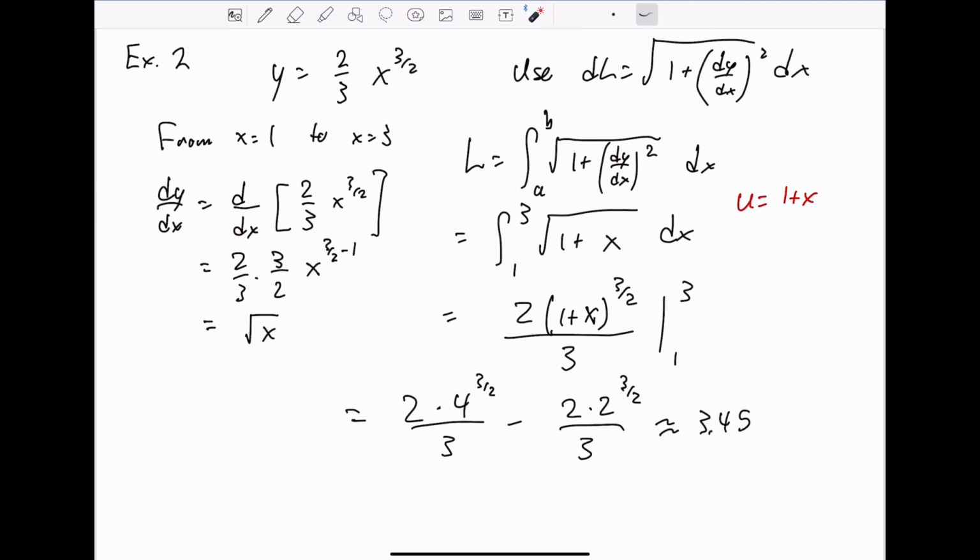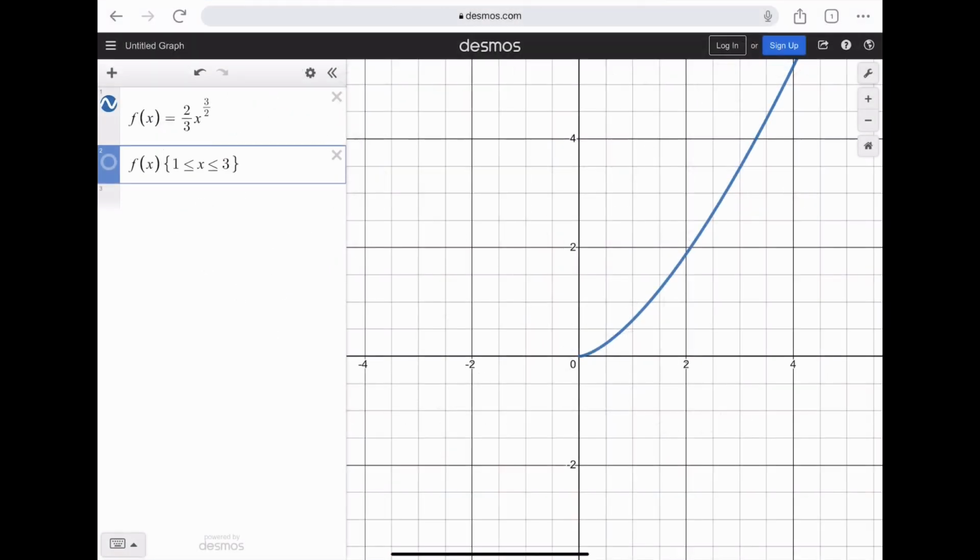Now, just so that we're really comfortable with exactly what we found in this problem, let's look at the graph of this function in Desmos. So here's our function, 2/3 times x to the 3/2. It's not the most fascinating looking function, but if we look at the function from x equals 1 to x equals 3, we get that portion of the curve. And we found that the length of that portion of the curve is approximately 3.45.